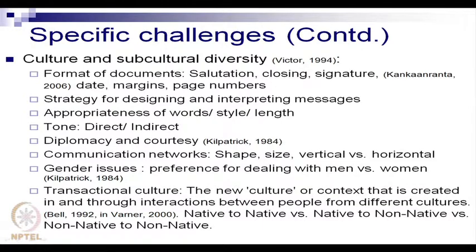Strategy for designing and interpreting messages again depends on the culture. And when we say subcultural diversity, within a culture, when two people get together, they form a different culture of their own in and through interaction amongst themselves. And that is the diversity. So within India, within this group here, in the studios, we have faculty who are a professionally different group than the staff, who are a professionally different group than the research scholars, the PhD students who are helping both people, who are different from the M.Tech students, the Masters in Technology students, who are different from the helpers and the attendants in the office. So there are five professional groups.